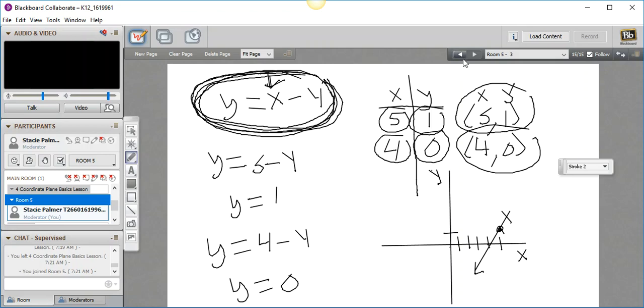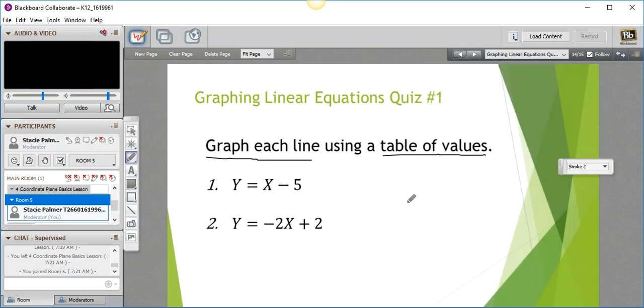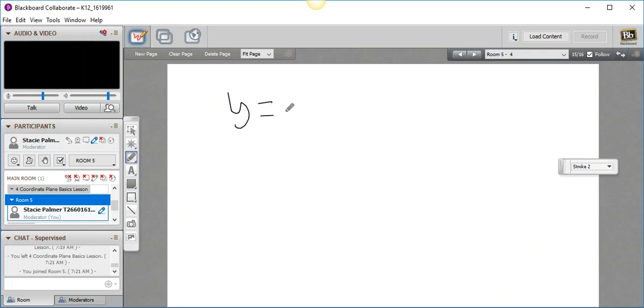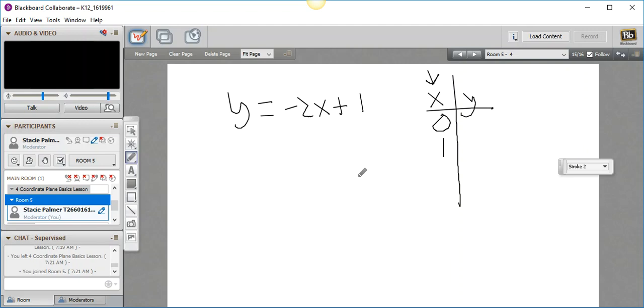So let's go ahead and look at your second quiz question, and let's do one just like this, okay? So y equals negative 2x plus 2. So I'm going to change that just a little bit. Y equals negative 2x plus 1. And in order to graph this line, I'm going to set up a table of values. I'm going to pick some values for x. Let's figure out what the y is when the x is 0. Let's figure out what the y is when the x is 1. Okay, you get to pick any values you want. You just choose. Okay, it doesn't matter what you pick.